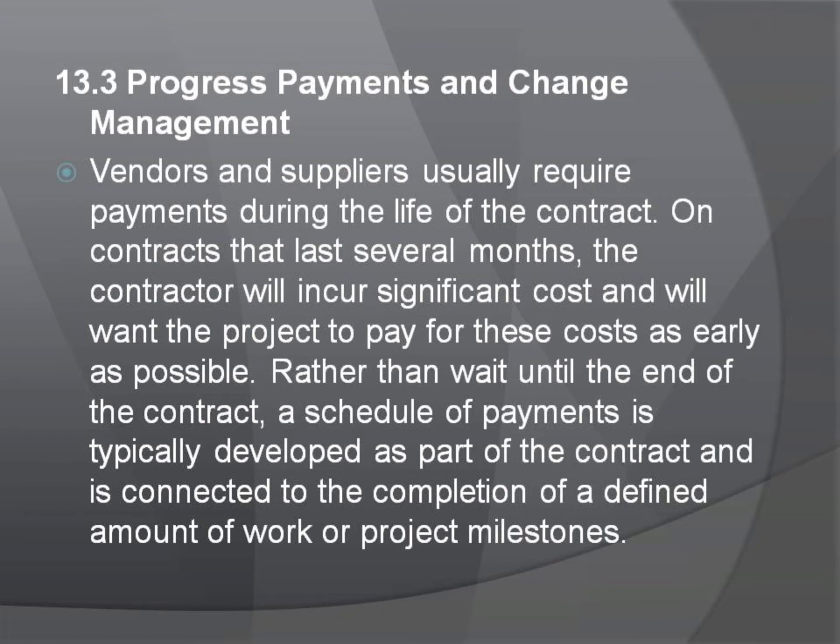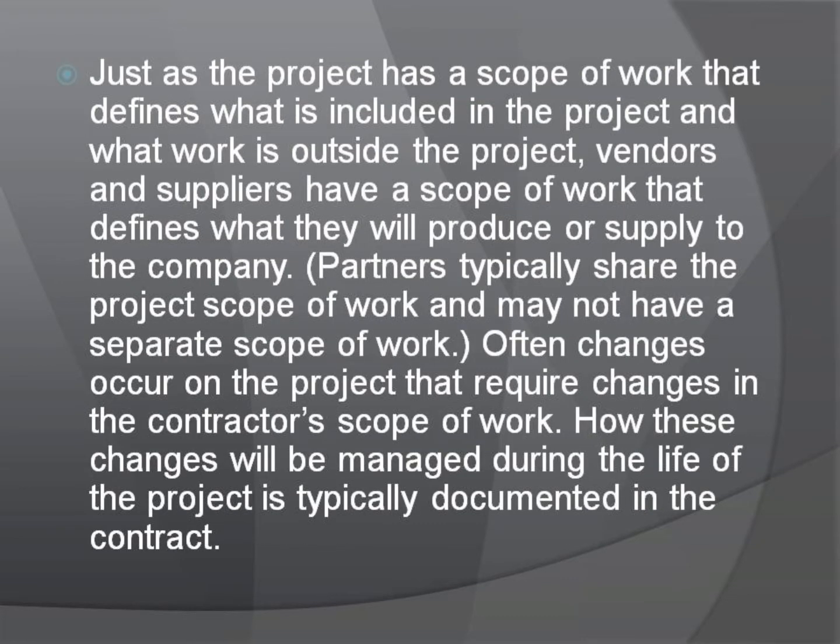There is a defined amount of work to be accomplished, a time frame for accomplishing that work, and the quality standard the work must achieve before the contractor is paid for the work. How these changes will be managed during the life of the project is typically documented in the contract. Capturing these changes early, documenting what changed and how the change impacted the contract, and developing a change order are important to maintaining the progress of the project.